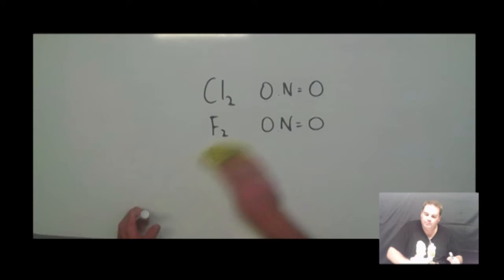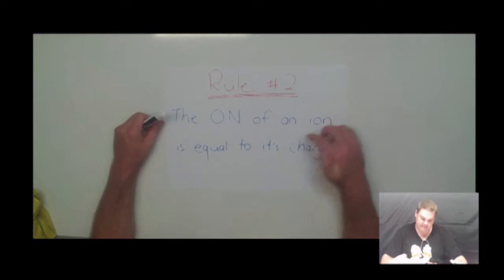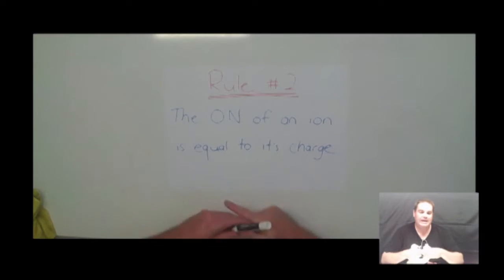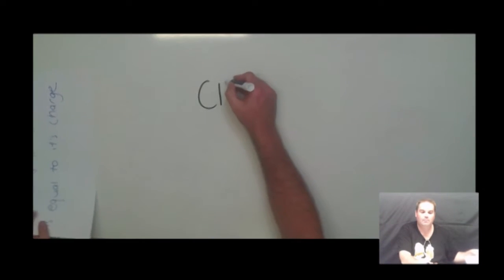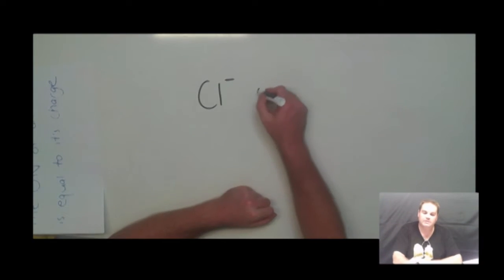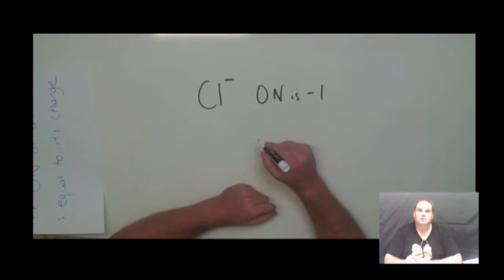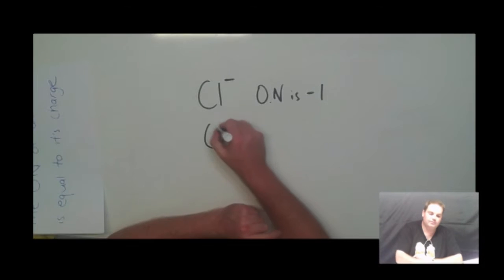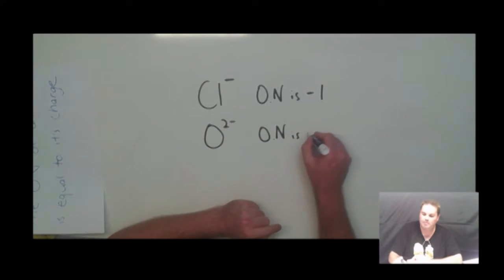The next rule relates to ions. If you've got an atom that is charged, the oxidation number of an ion is equal to its charge. So let's look at this time, we've got chlorine, Cl minus, the oxidation number is -1. If you've got oxygen, which has a 2 minus charge, the oxidation number is -2.